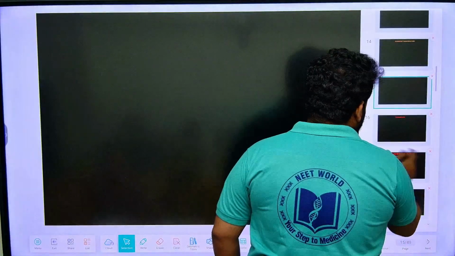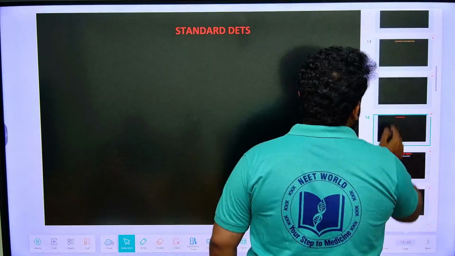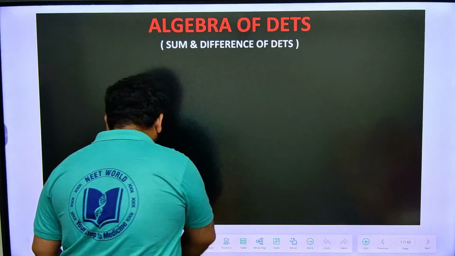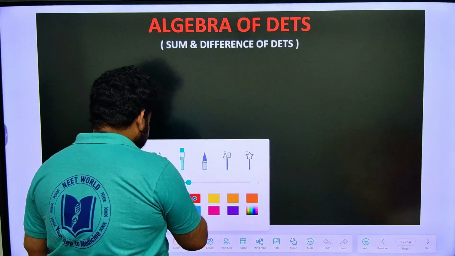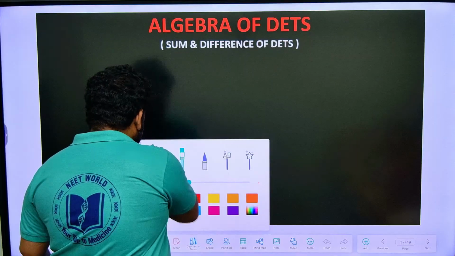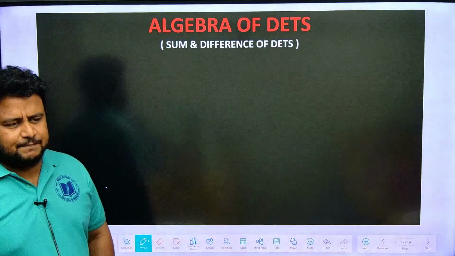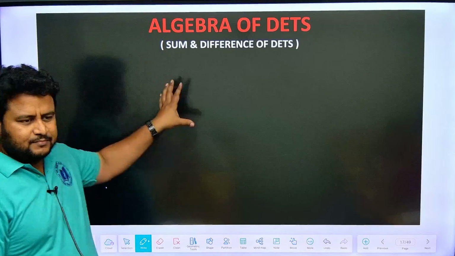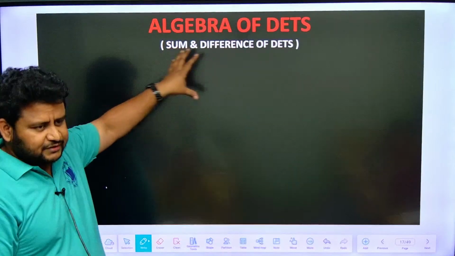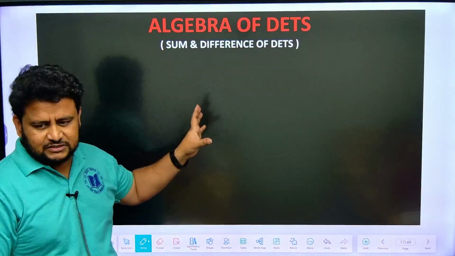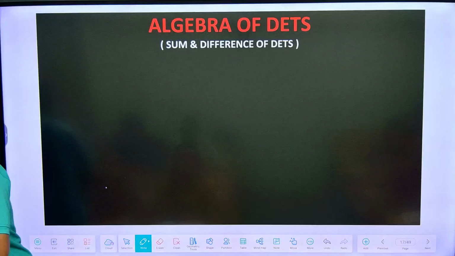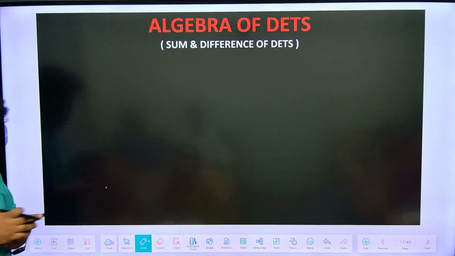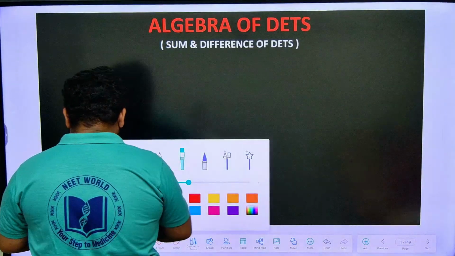Now before we go to algebra of determinants, standard determinants I already gave examples. Now let us go to algebra of determinants. We have multiplication and division as well, but in the exam they are asking only sum and difference of determinants. Instead of giving you some formula here, let us go through some examples so that you understand better. Let us take up an example to understand what we mean by addition and subtraction of determinants.